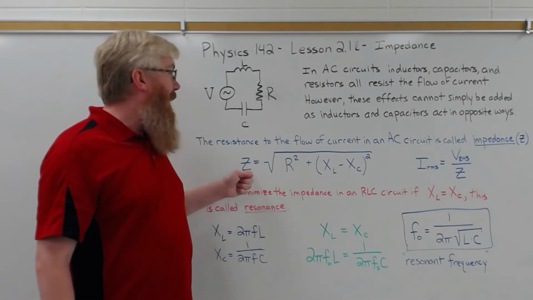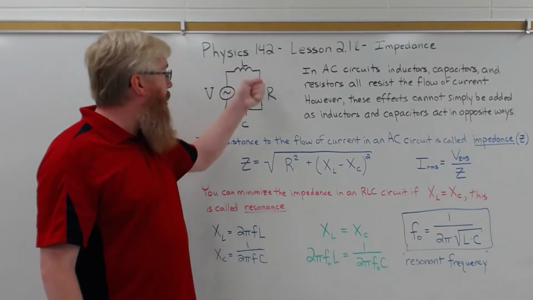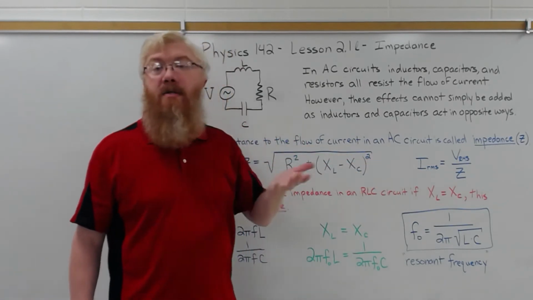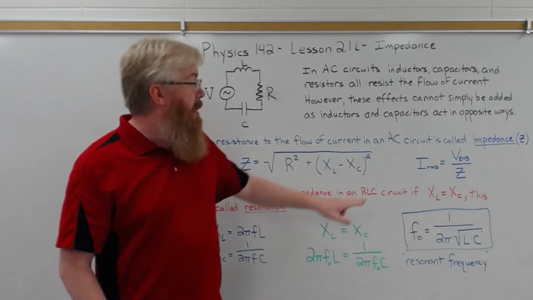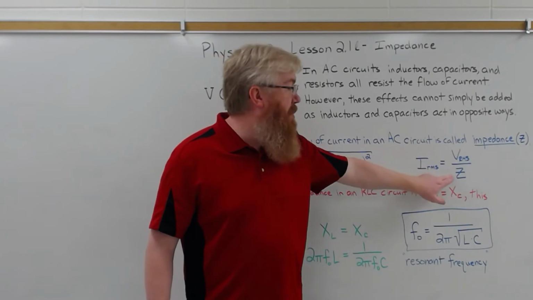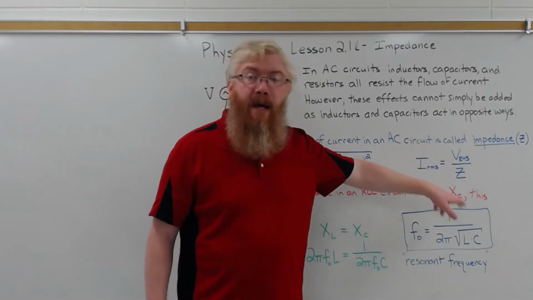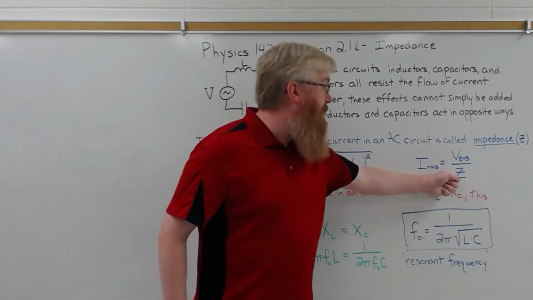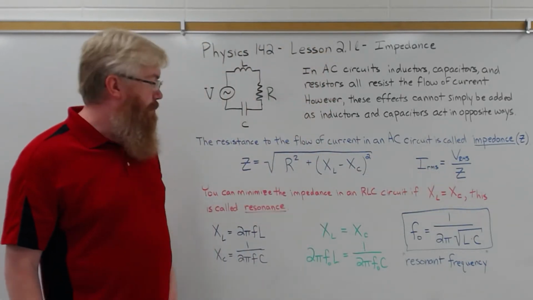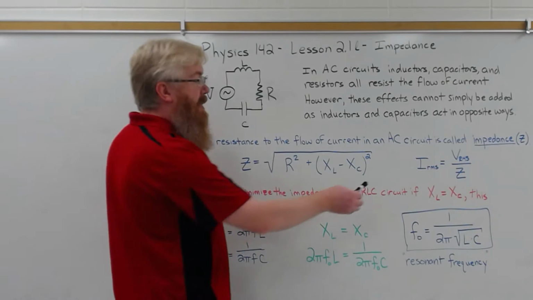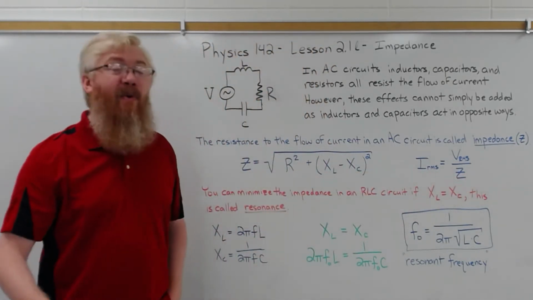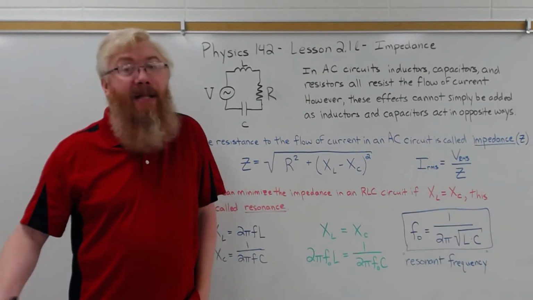So how do we figure out the amount of current that goes through this circuit? Well, the equation is fairly straightforward, like it was in the other three examples. The current is equal to the voltage over the impedance in this RLC circuit. So we need to know what the impedance is in order to get the current. Hopefully you can see that as the impedance goes up, the current goes down. If you impede the current more, you get less current.